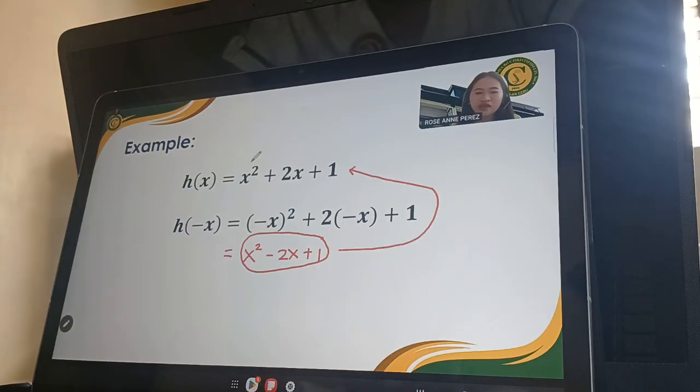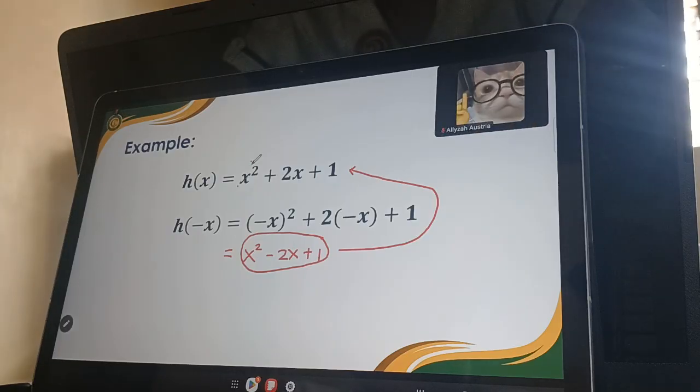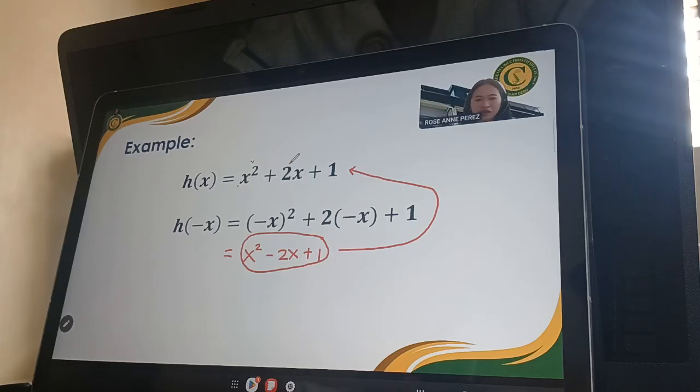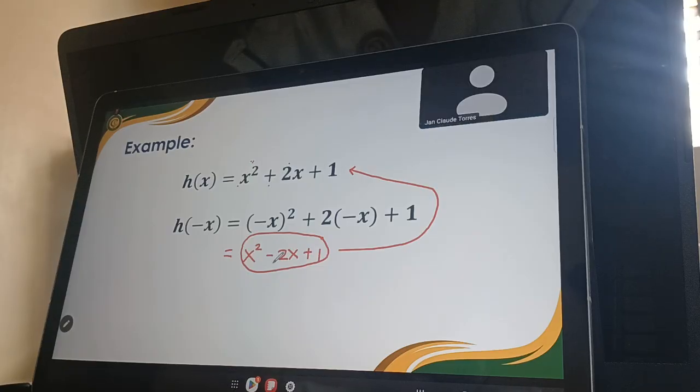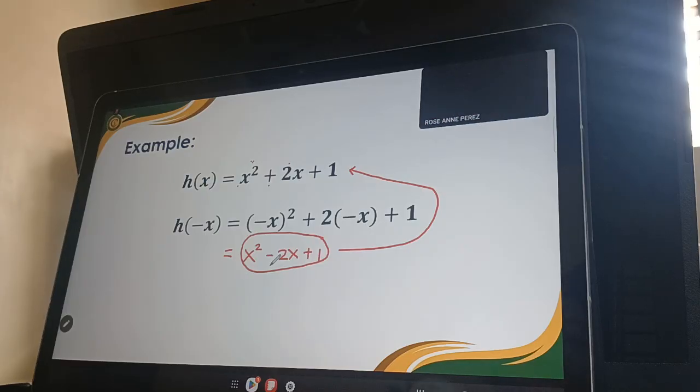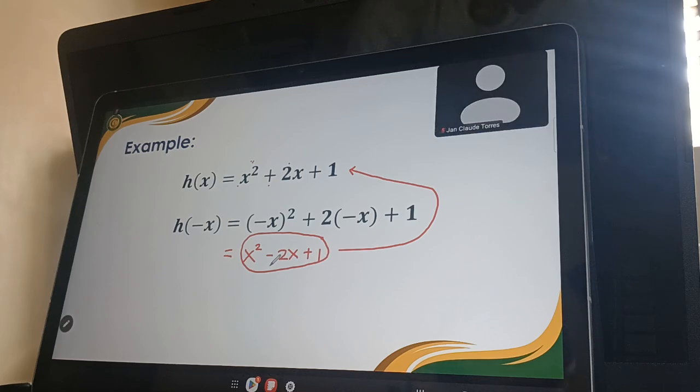Okay. So, as you can see, first term. What's our first term? We have x squared. Okay, so they are exactly the same. But look at our middle term or second term. The original it's positive. But on our answer it's negative.